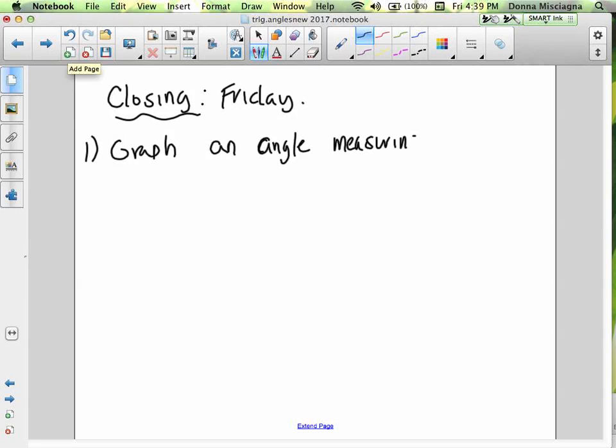So graph an angle measuring 140 degrees. Now find the reference angle.